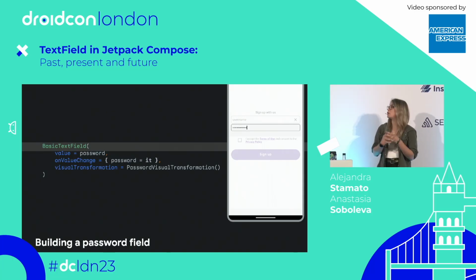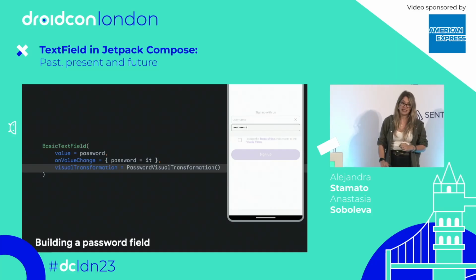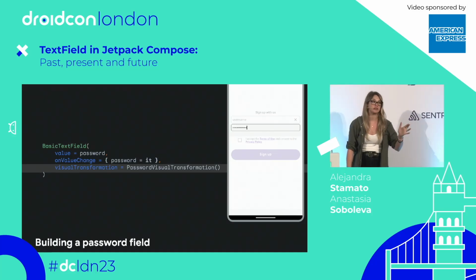So we're building the password field now. What did we used to do before? Quick recap. We would define a regular basic text field, and the important part was the visual transformation. We would define a password visual transformation, and that was it.